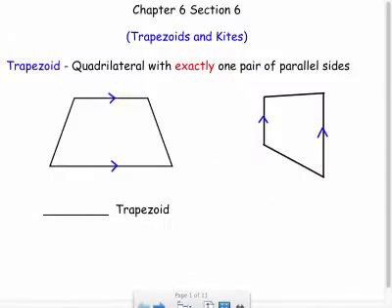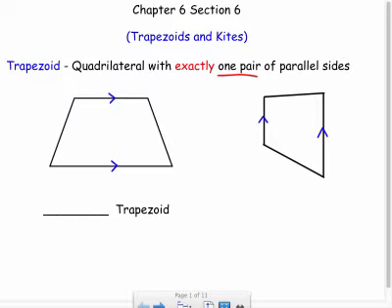The final two quadrilaterals that we're going to talk about are trapezoids and kites. So first things first, a trapezoid is a quadrilateral with exactly one pair of parallel sides. Parallelograms, rectangles, and squares have two pairs of parallel sides, whereas a trapezoid has one pair of parallel sides.